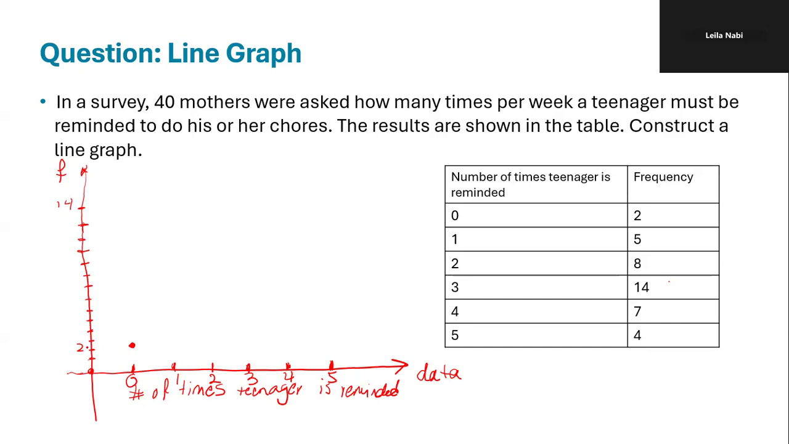The first one. The next one is 5. Point. The next one is 8. Next is 14. Next is 7. And the last one is 4. And then we use line segments to connect the points. That's it. That's a line graph.